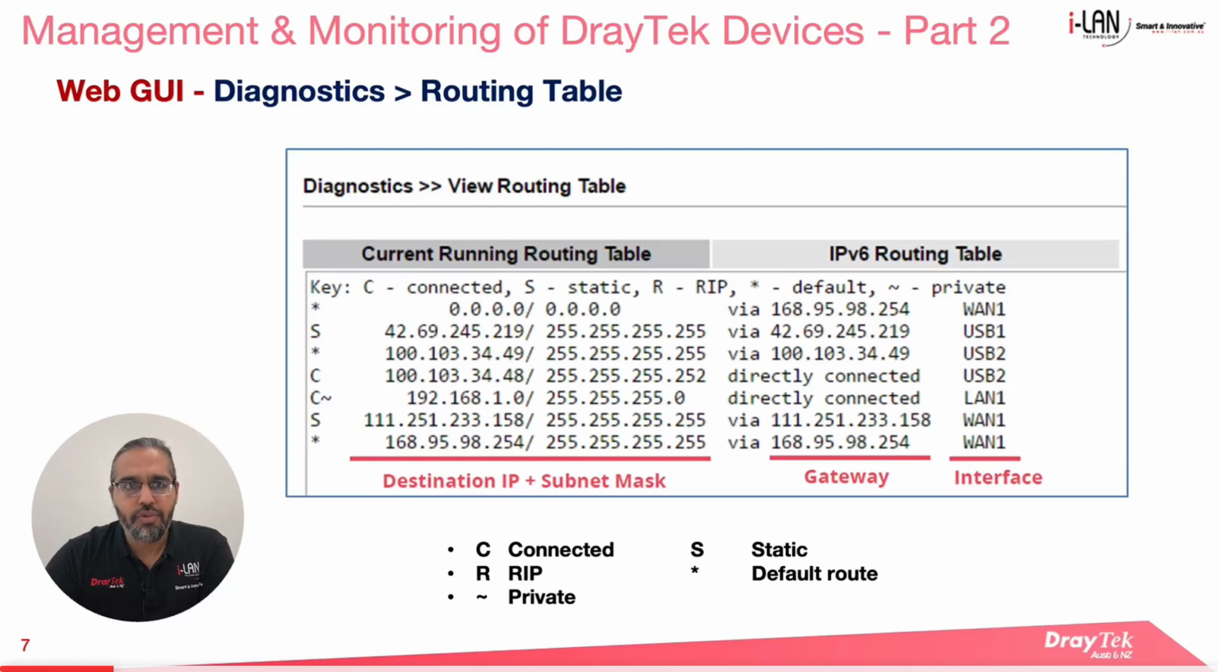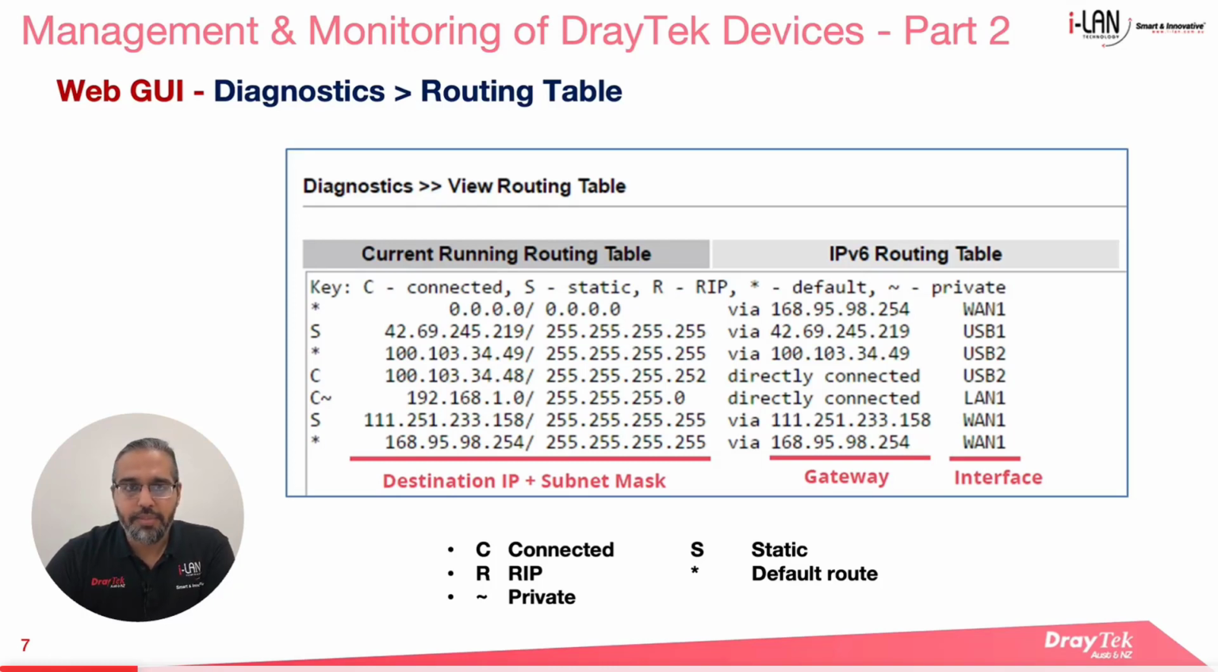The first column shows type of route where C is connected, that is, the WAN interface is directly connected to this IP address. S is equal to static, where the route entry is manually entered under the LAN static route setup menu. And next up is R, which is RIP, where the route is learned using RIP routing protocol. Asterisk is the default route, that is the default path if no other routes exist to a destination. Tilde symbol is private.